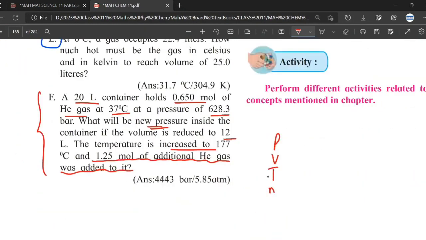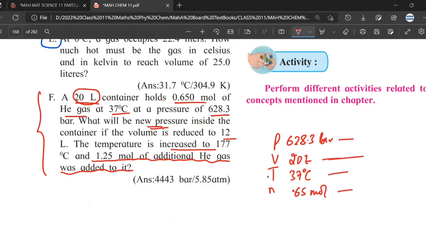But in this other case, 20 liter contains 0.65 mole at 37 degrees Celsius at a pressure of 8.3 bar. Now, this is state 1, and this state 1 will change to a new pressure, with the volume reduced to 12 liter, the temperature increased to 177, and 1.25 mole additionally added. So 0.65 plus 1.25 mole. Have you understood what I'm trying to say?